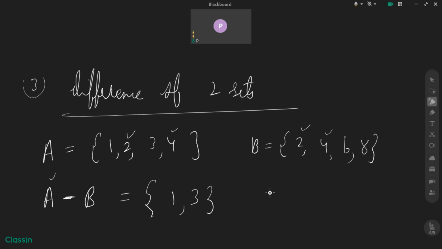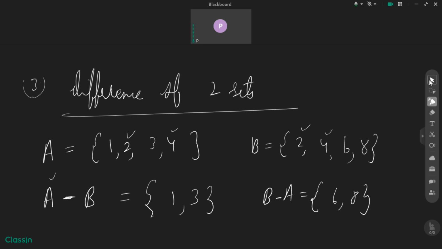Similarly, if I want to write B minus A, it will be a new set where we have to write all elements of B and subtract the elements that are common with A. Since 2, 4 are common, we are left with 6, 8. So 6, 8 will be the answer.